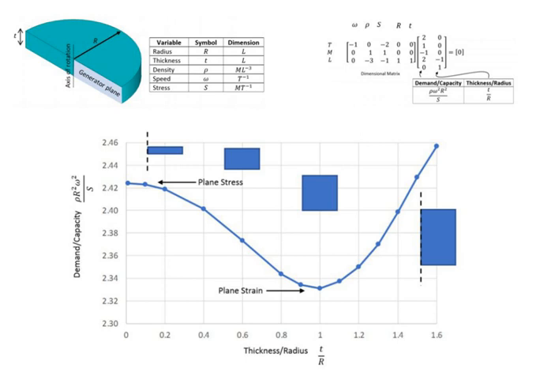Demand/capacity equals ρr²ω²/S. Thickness/radius, or aspect ratio, equals t/r. Through the use of numerical experiments using, for example, the finite element method, the nature of the relationship between the two non-dimensional groups can be obtained as shown in the figure. As this problem only involves two non-dimensional groups, the complete picture is provided in a single plot, and this can be used as a design assessment chart for rotating disks.